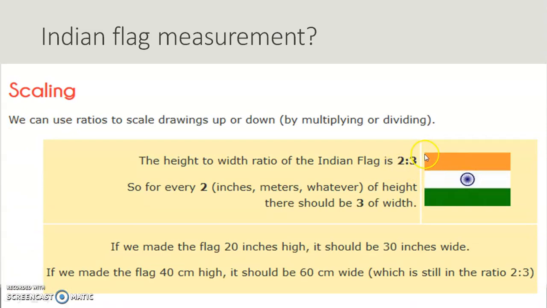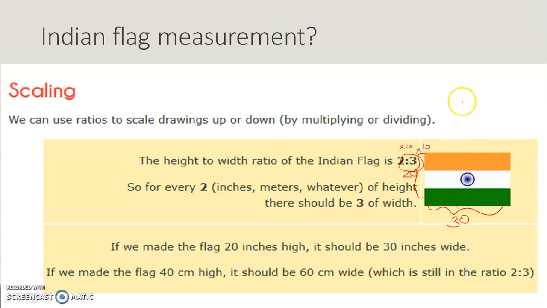The breadth should be, excuse me children, here the breadth should be in the ratio 2. This should be in the ratio 2:3. This is 2 parts, breadth; length is 3 parts. See here, if we make a flag with 20 inches height, its width should be 30 inches. So, what is the common factor that I have multiplied here now with the 2:3 ratio? Yes, it is 10.